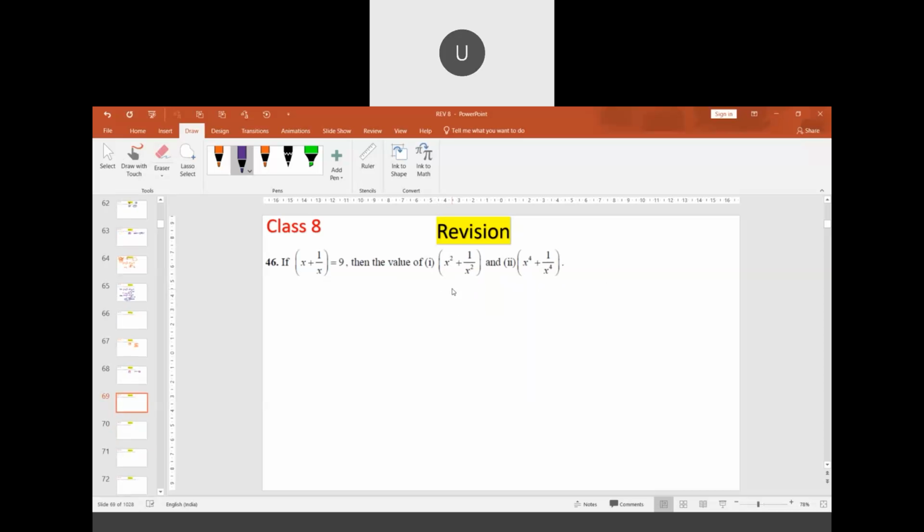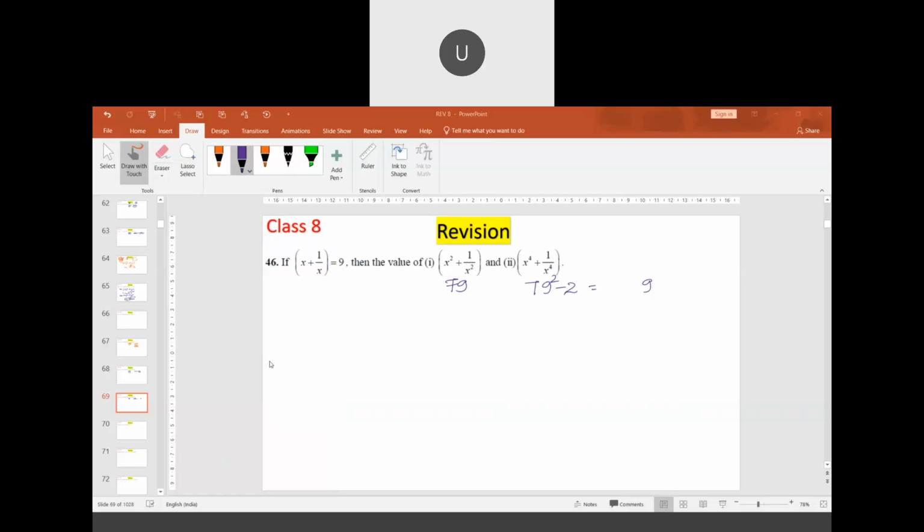So this one, 81 minus 2 is 79. This will be 79 square minus 2. In the units place, 1 minus 2, so we will get 9. 9 will be in the units place.